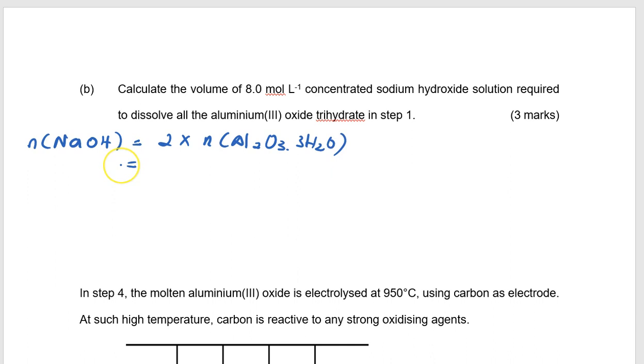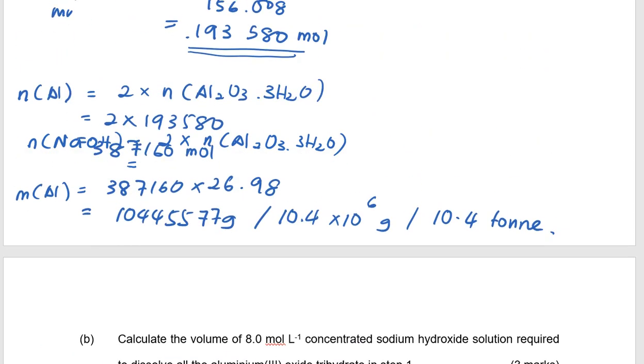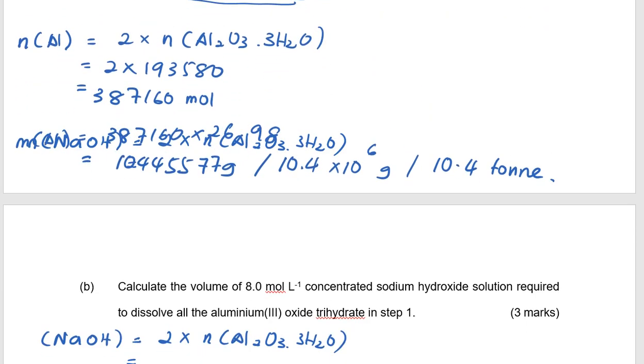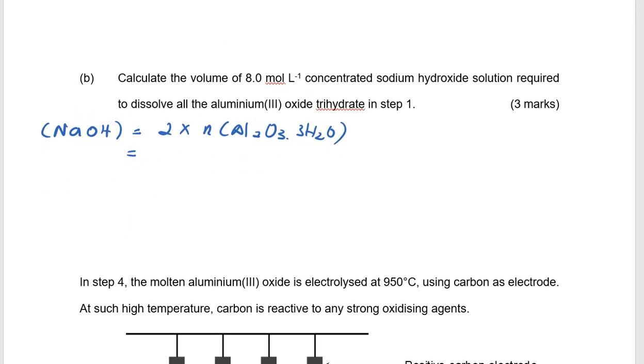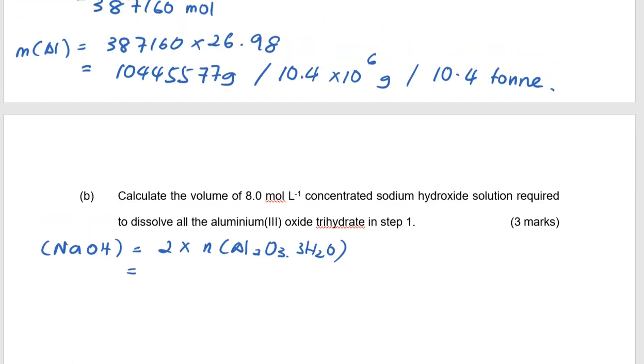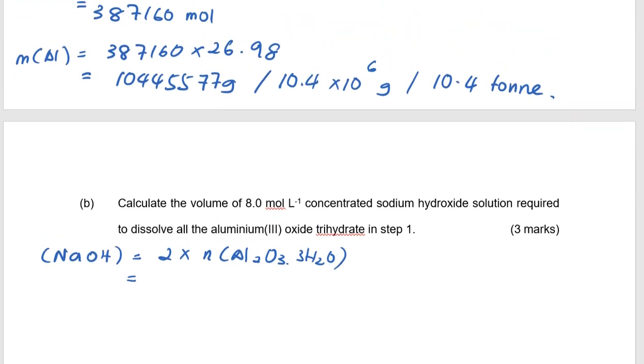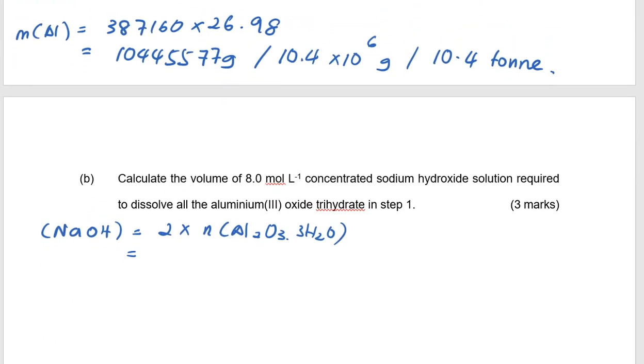Okay, so you would get number of moles similar to the number of moles of aluminium actually. 387160 moles. Okay, now how do you find the volume?